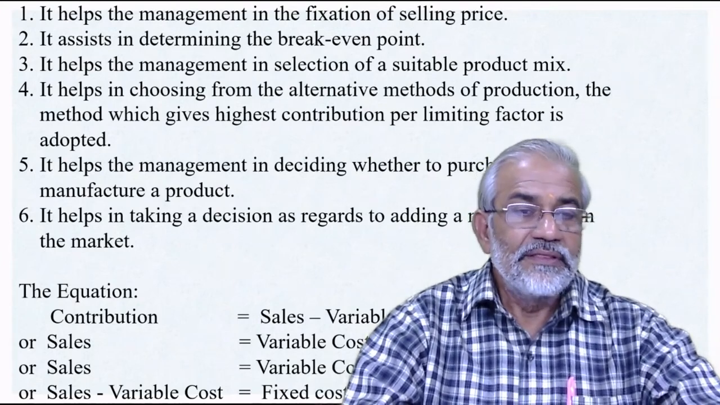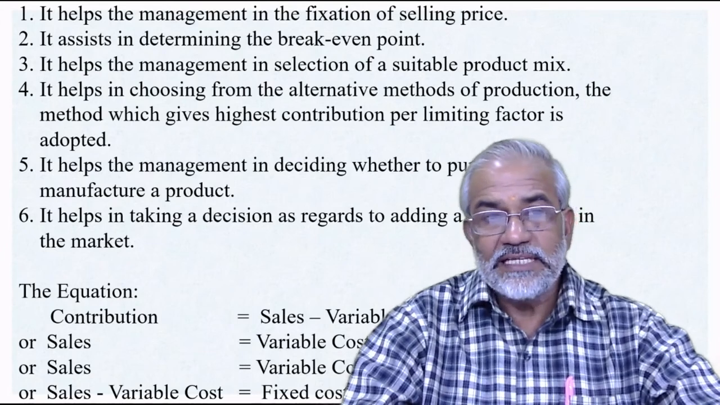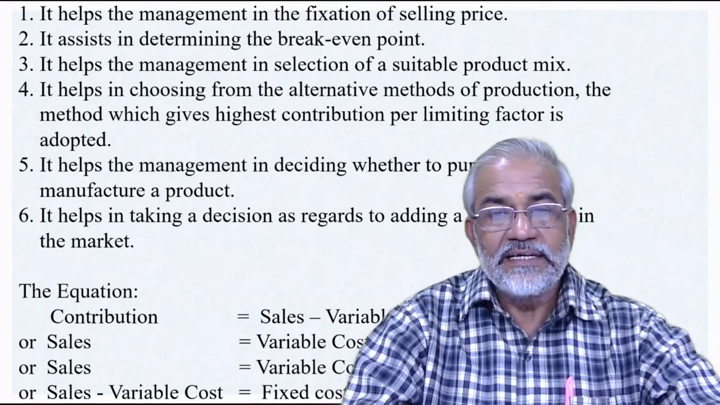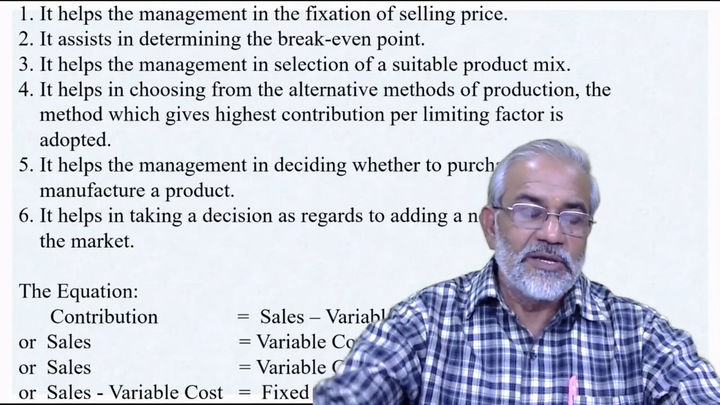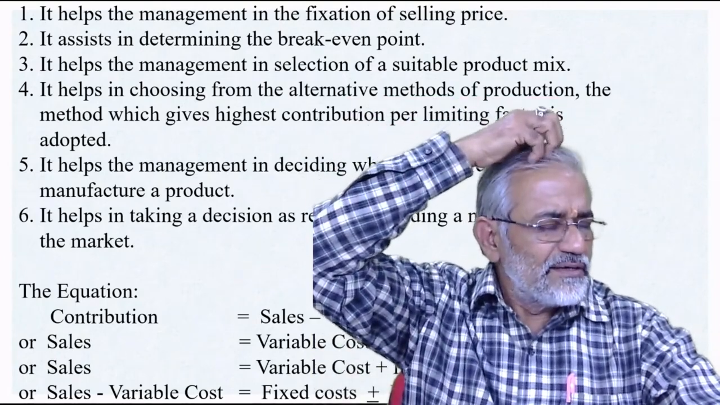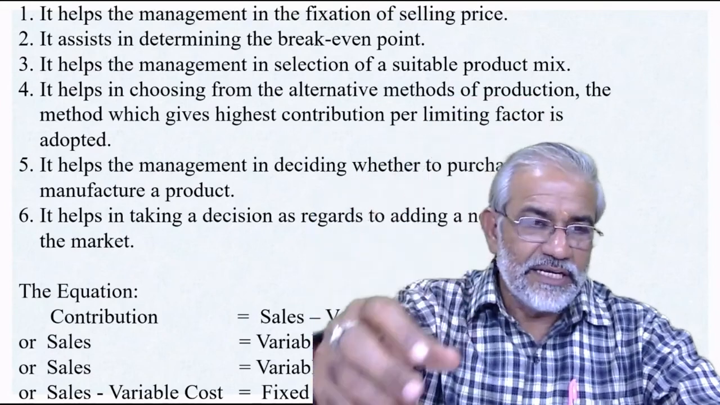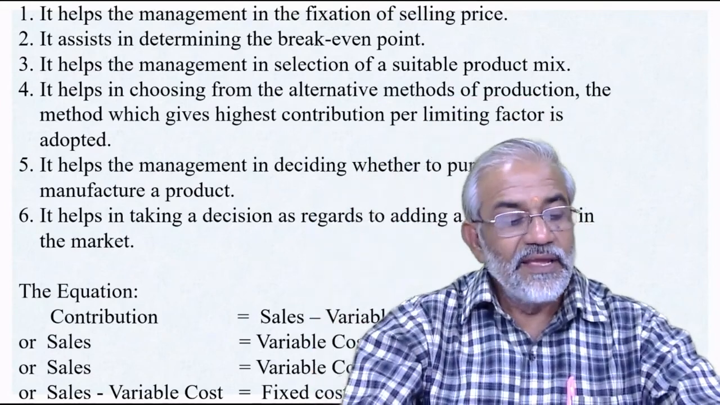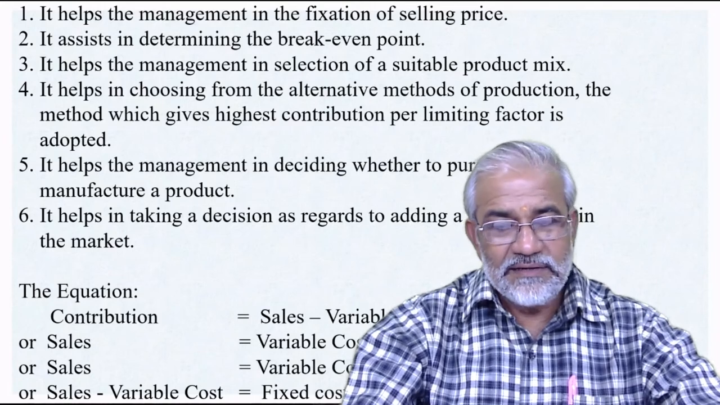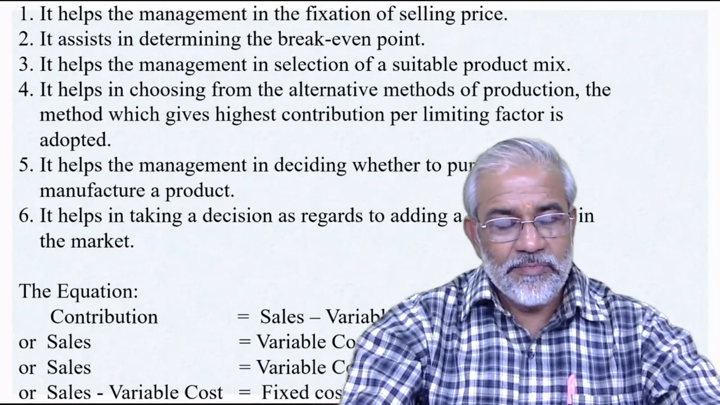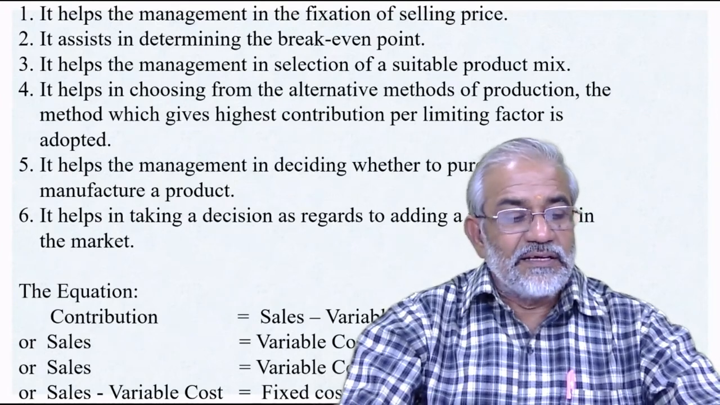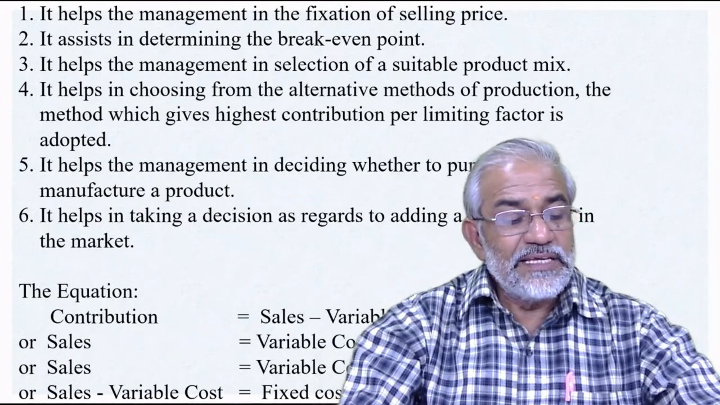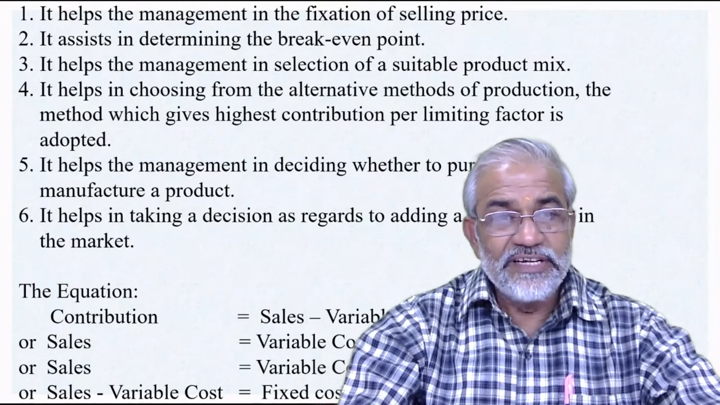The fifth one is it helps the management in deciding whether to purchase or manufacture a product. Suppose we are producing TVs. Different components are utilized in bringing a TV set into its final shape. And when the TV is prepared, finally it has to be fitted with a cabinet.